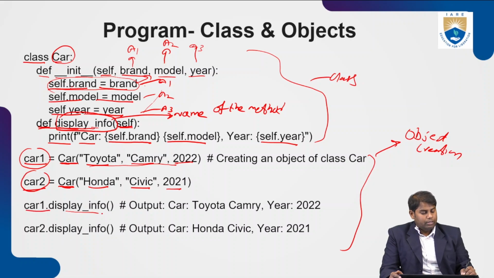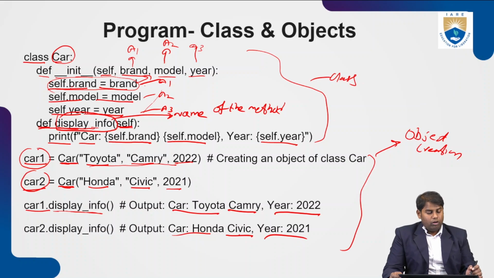So car1.display_info. Why? Because we have a method for displaying. When you use car1.display_info, whatever attributes you passed, the car as Toyota, the model as Camry, and the year as 2022, will be printed. Similarly, here you can see the car as Honda, the model as Civic, and the year as 2021. So this is the basic program involved in defining your class and object.